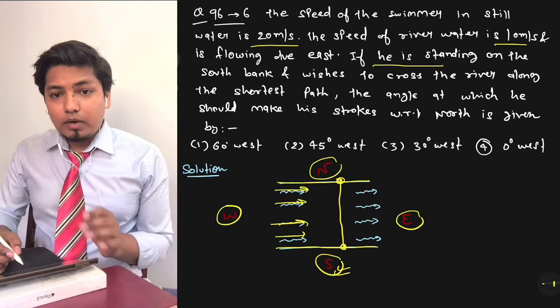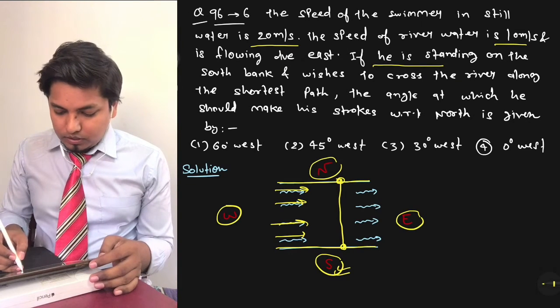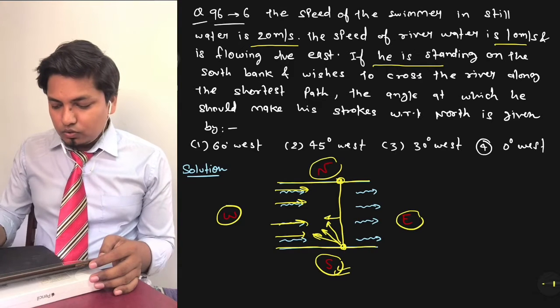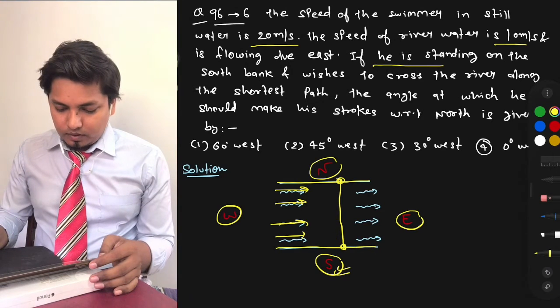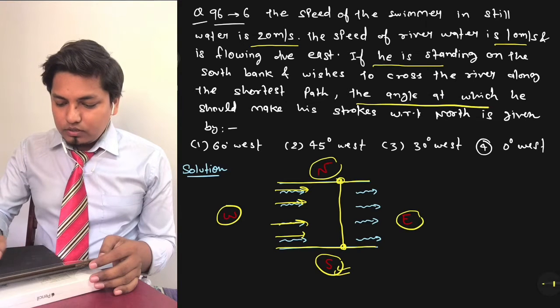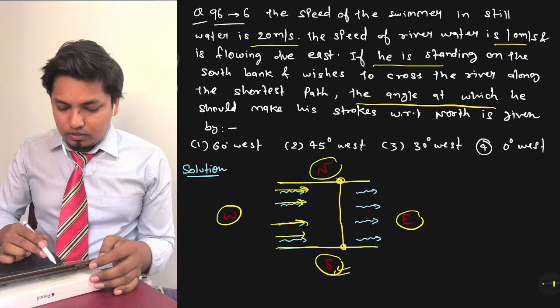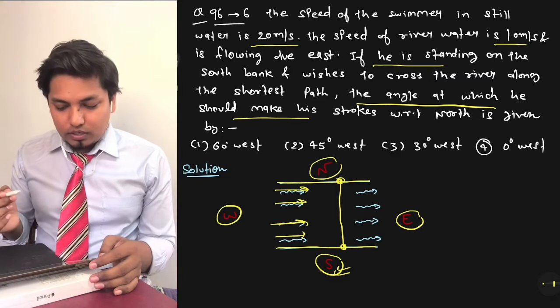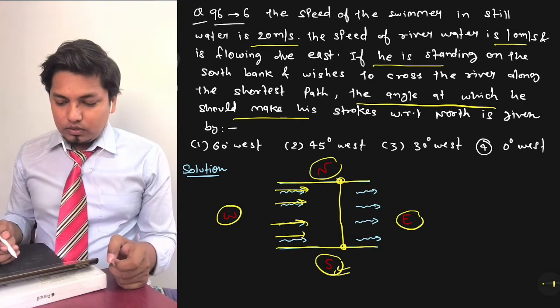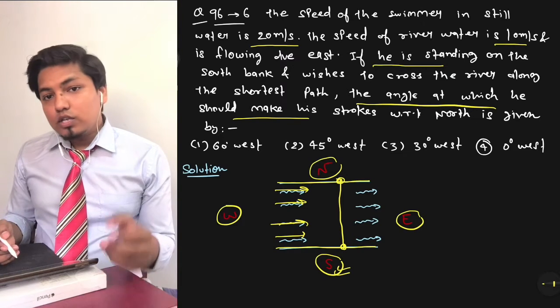So to follow this path, the person must move in this direction, right? I mean left from this side, in this direction, like that. So they are saying the angle at which he should make his stroke, meaning at what angle he will swim with respect to north, is given by. So now the question is actually very easy.